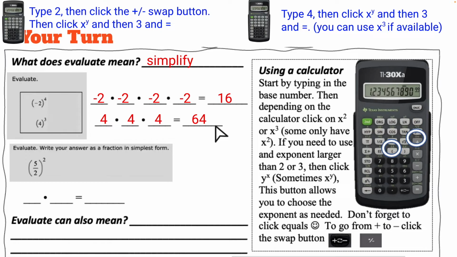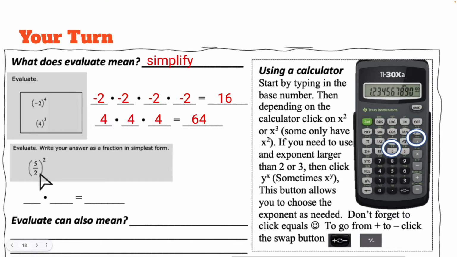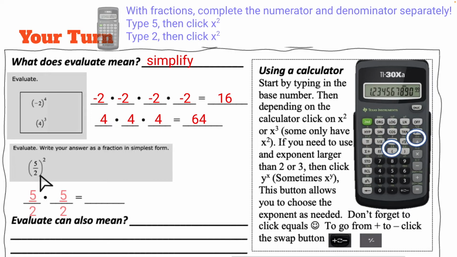All right, so now we're going to look at this one. Evaluate your answer as a fraction in simplest form. So again, the parentheses are just showing us that we're doing both top and bottom of the fraction. If the whole thing is in parentheses like that, I am squaring the numerator and the denominator. Okay, so make sure you don't type in 5 divided by 2 and then square it, because we don't want a decimal here. It wants a fraction in simplest form. So I want to complete the numerator and the denominator separately.